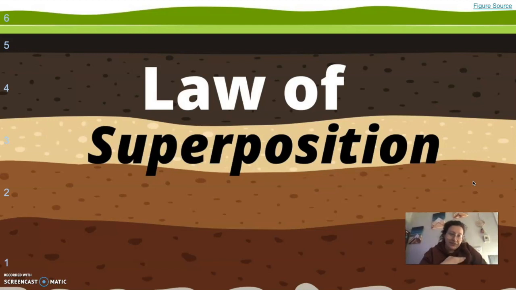Whenever I look at a cross-section, I always think of it from the bottom up. And I do that because I think of the timing of deposition, the timing of formation, and it's usually because of superposition. The bottom is older than the top.